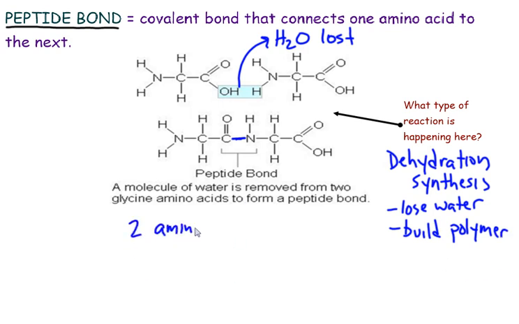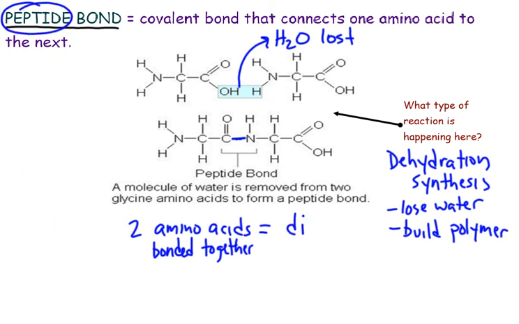Amino acids bonded together, we would call that similar wording to what we call with carbohydrates. Instead of disaccharide, which is two monosaccharides bonded together, we still have di, but now we simply take that word of what bond is formed, so we would call it a dipeptide.